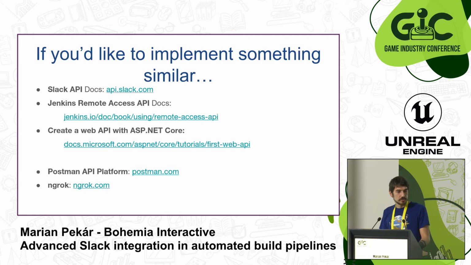And if you'd like to implement something similar, these sources I found very useful. Of course, the Slack API documentation, the Jenkins Remote Access API documentation. It's a little bit tricky to work with the Jenkins Remote Access API, but yeah, it can work, obviously. And this great tutorial about making an ASP.NET Core API was very useful. And also these two tools. First is Postman. If you don't know, Postman is very useful for forging and sending requests, so great for debugging. And ngrok is a tunneling service. It's also great for debugging.